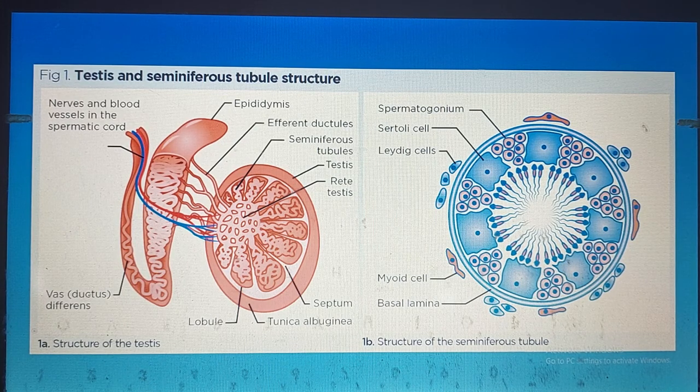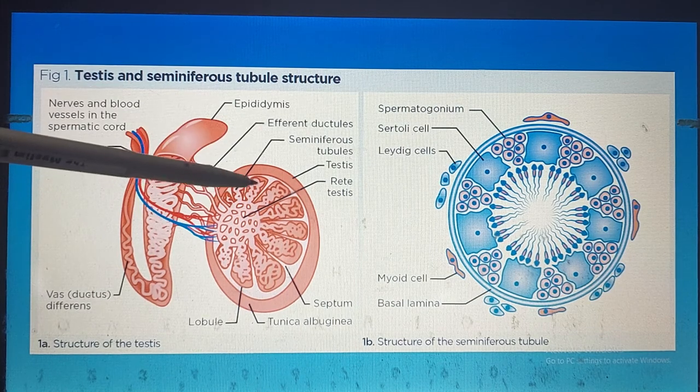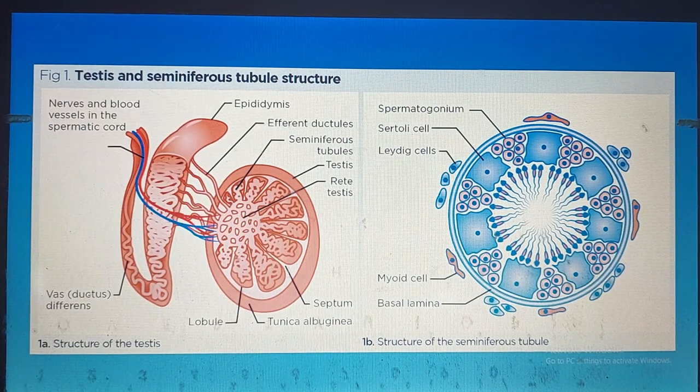So you can see here the structure of the testes. Testes basically consist of small lobules, 250 to 300 lobules. You can see these are the lobules. Each lobule consists of 1 to 4 seminiferous tubules. And on the right side, I'm showing you the detailed structure of the seminiferous tubules. You can see here the types of cells.